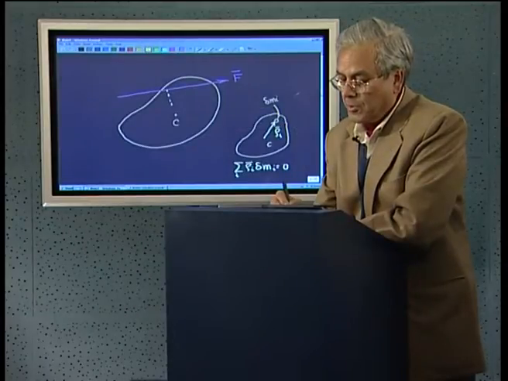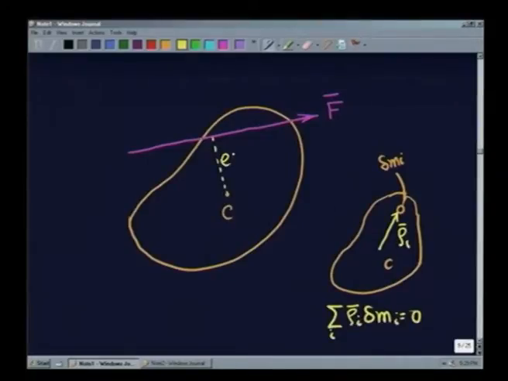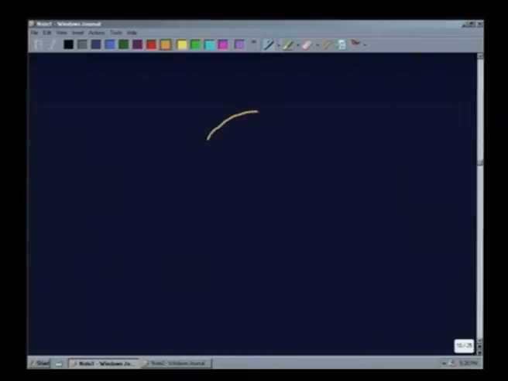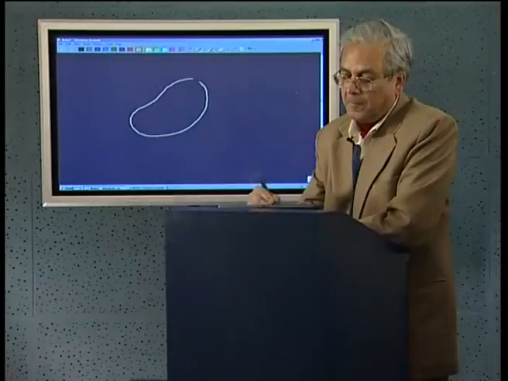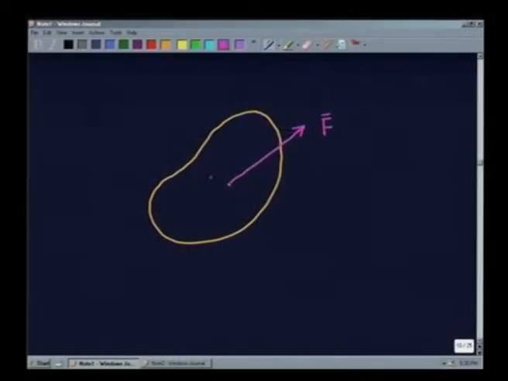So, this force which is acting at a distance e from the center of mass, what we can do now is we can apply an equal and opposite force here, minus F and plus F. So, then this becomes equivalent to a force passing through the center of mass and a moment acting on it, which is given by F into e.